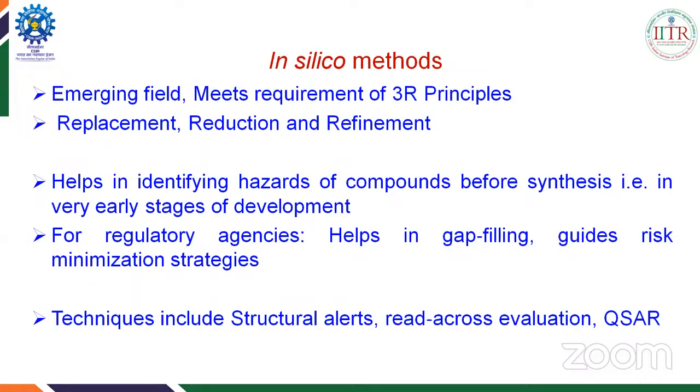There are various methods among the in silico. That is, you have the structure activity relationship data that you generate, and you also have a read across evaluation. When I say read across evaluation, based on data of related compounds, of a similar class or similar structure, you will look at the safety data that is already generated, and based on that you will come to a conclusion about the particular chemical under study.